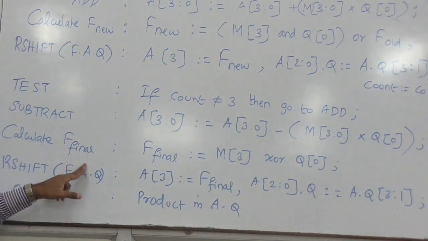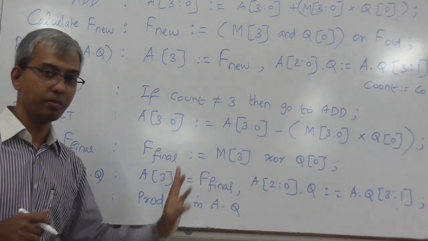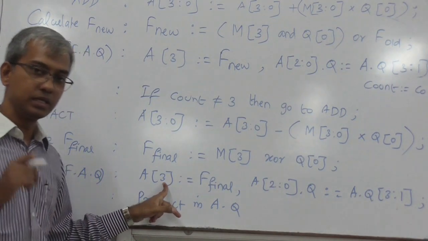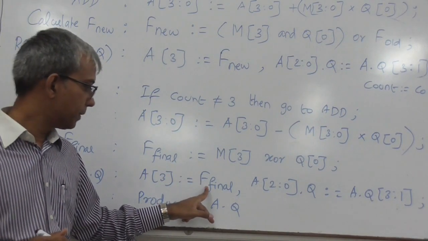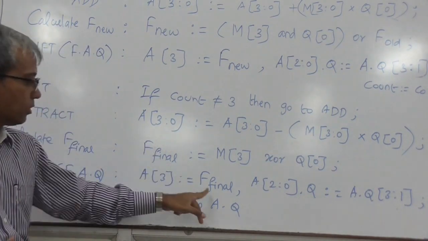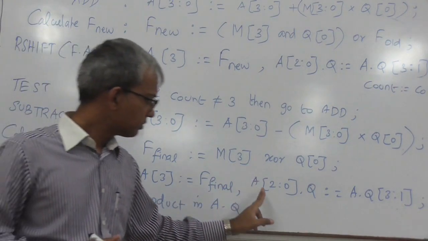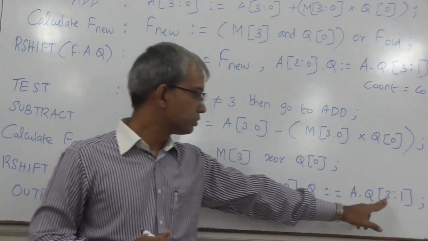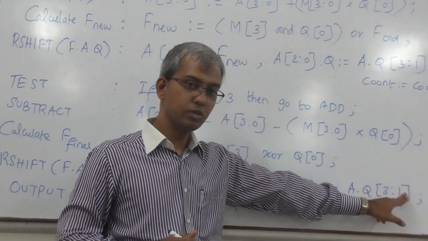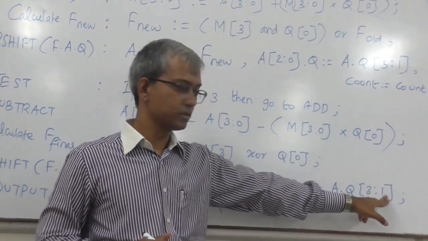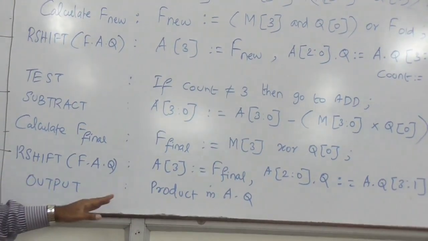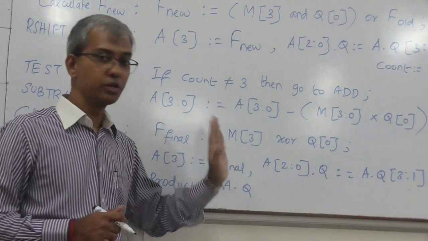And with this F, I am going to do the shift operation. So right shift F, A, Q: A[3], I mean the sign bit of your A register, is replaced by the calculated value of F final, and then the remaining bits are replaced by A.Q[3:1]. Here also the 0th bit is discarded because it has already been processed. So after completing all the steps, your final product will be available in the A and Q registers.